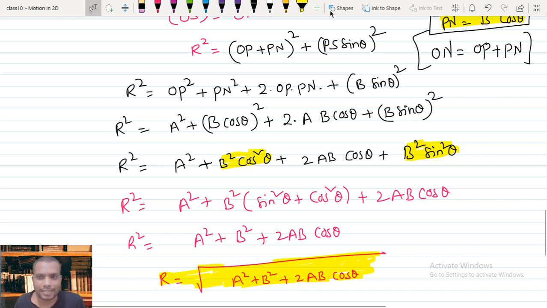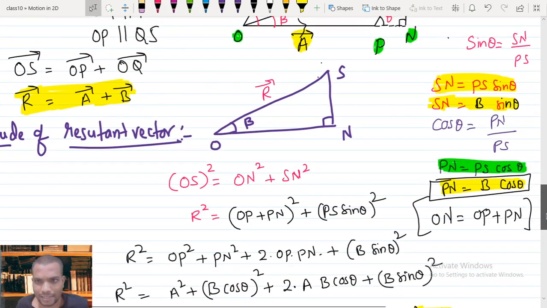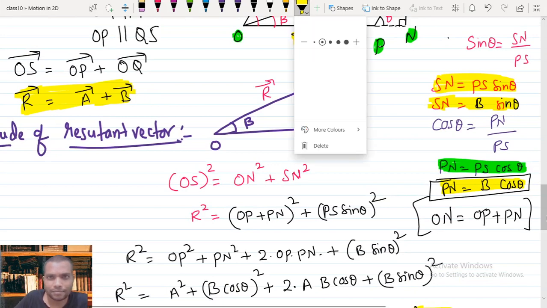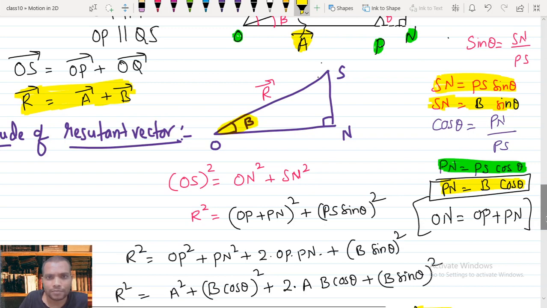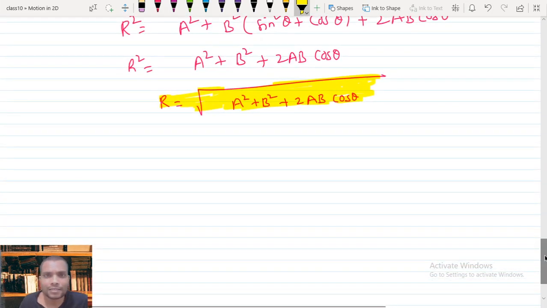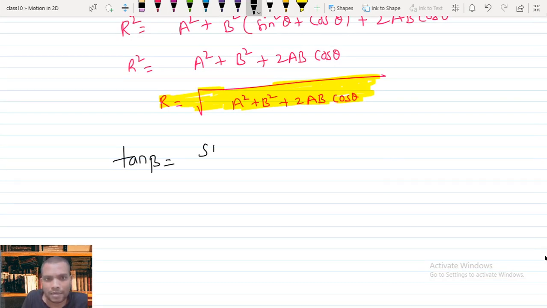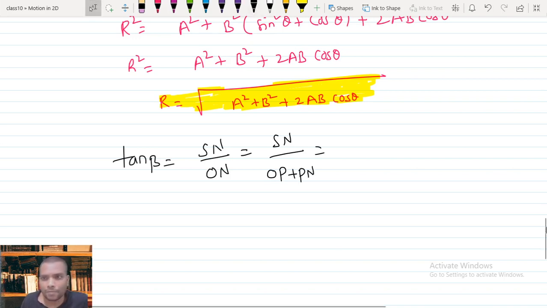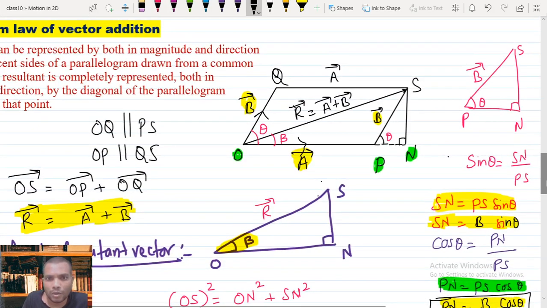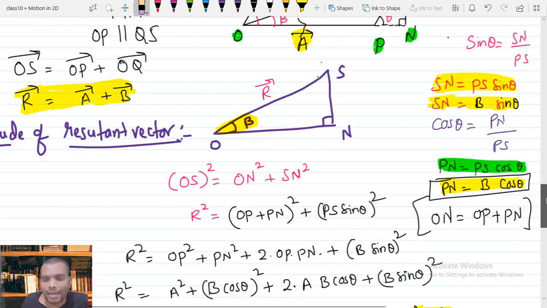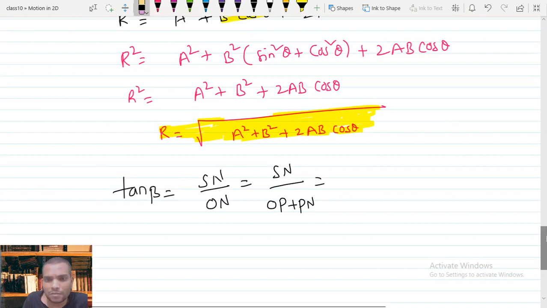If this is the magnitude, what about the direction? To find the direction, from the same right triangle you can find tan beta, which gives the direction of the vector. Tan beta is perpendicular by base, that equals SN upon ON. ON equal to OP plus PN. That is the extended part: O to N is the combination of O to P plus P to N. So draw the diagram carefully, then things become much simpler.